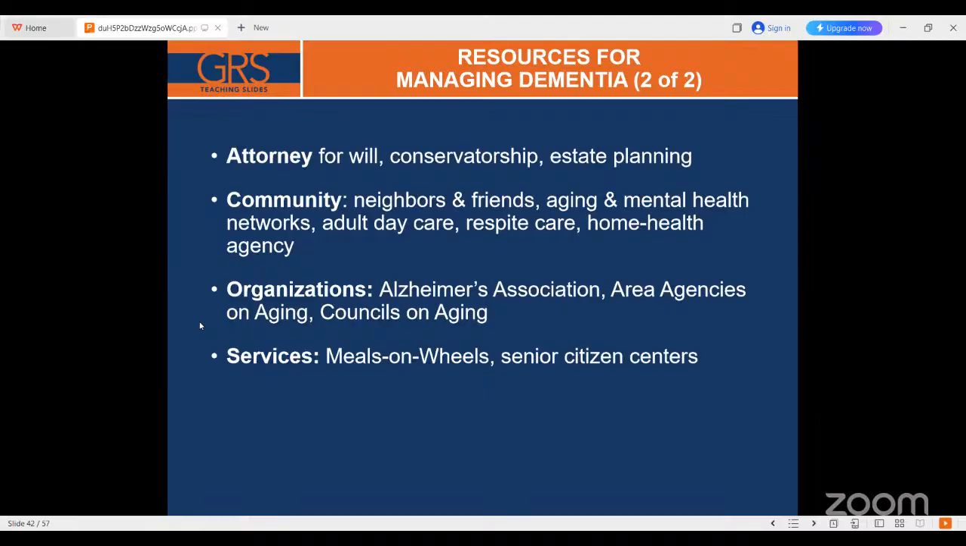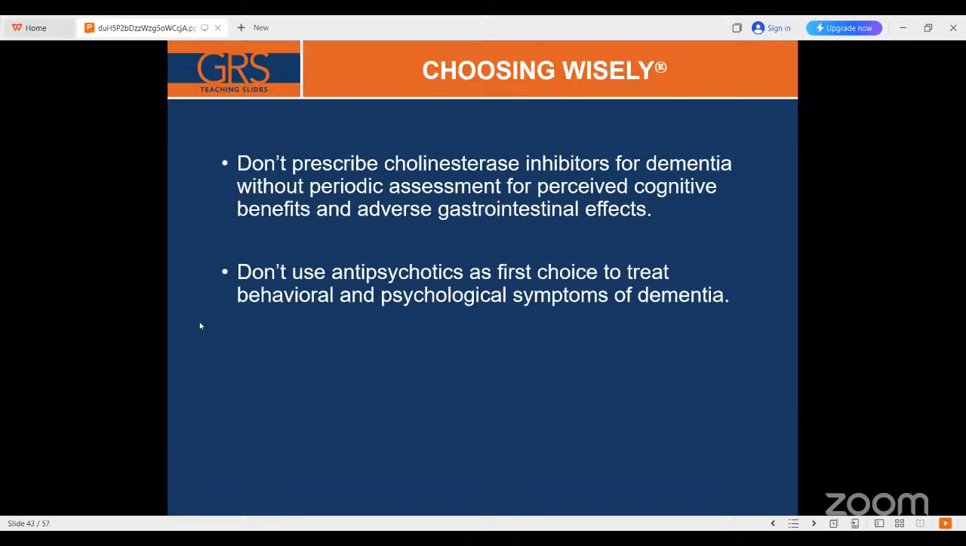Then we have the community: neighbors, friends, and the aging and mental health network, adult day care, respite care, home health agencies, and organizations such as the Alzheimer's Association, area agency on aging, and council on aging. And for services, we have Meals on Wheels and senior citizen centers.